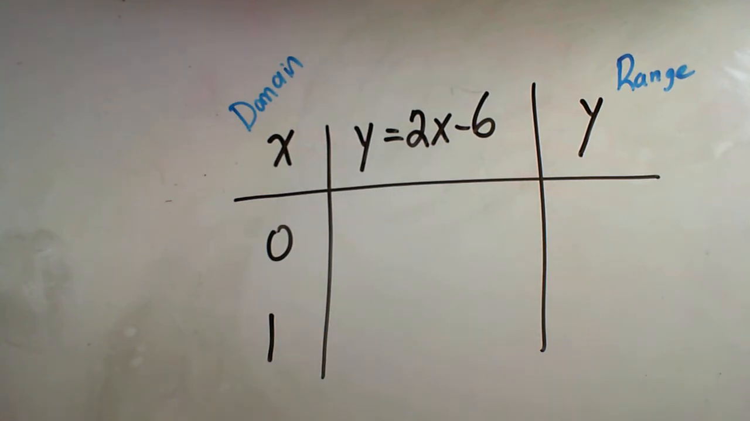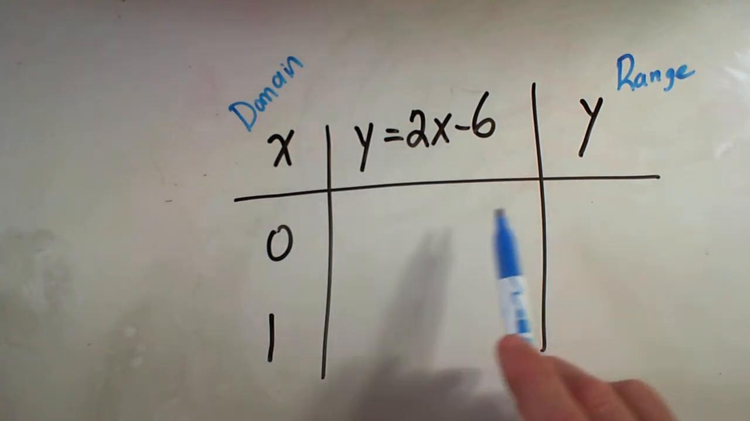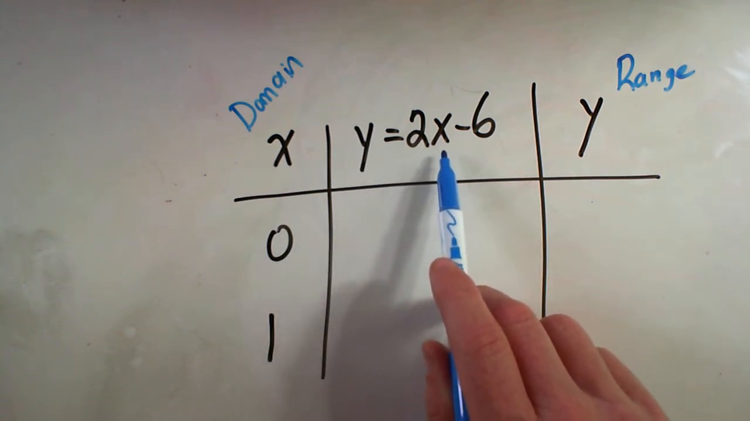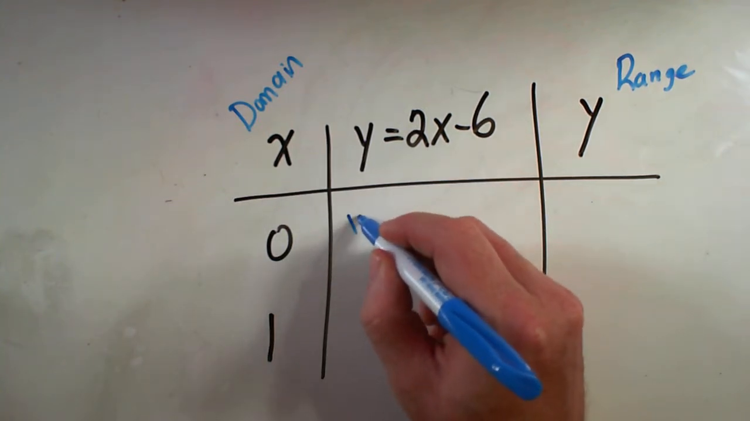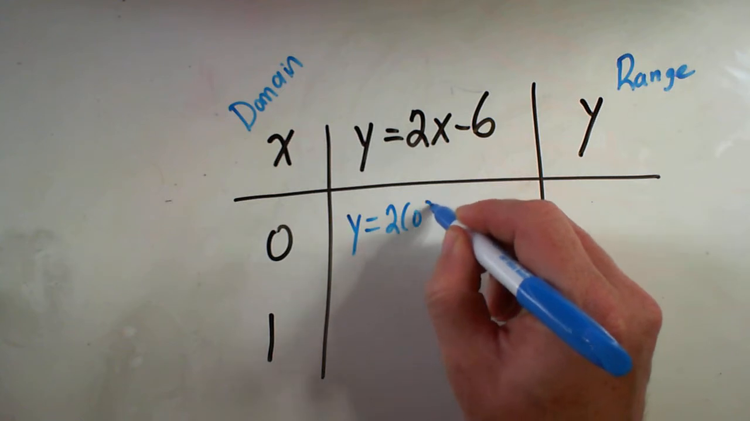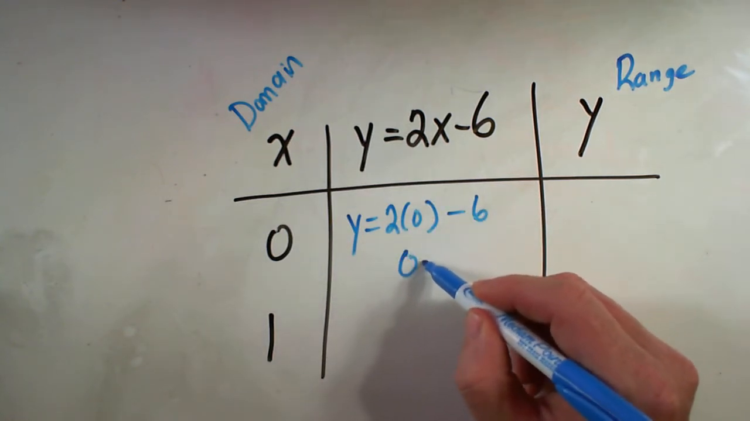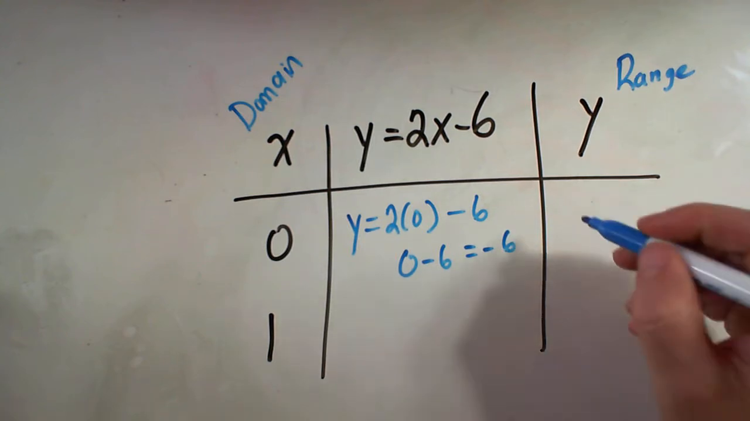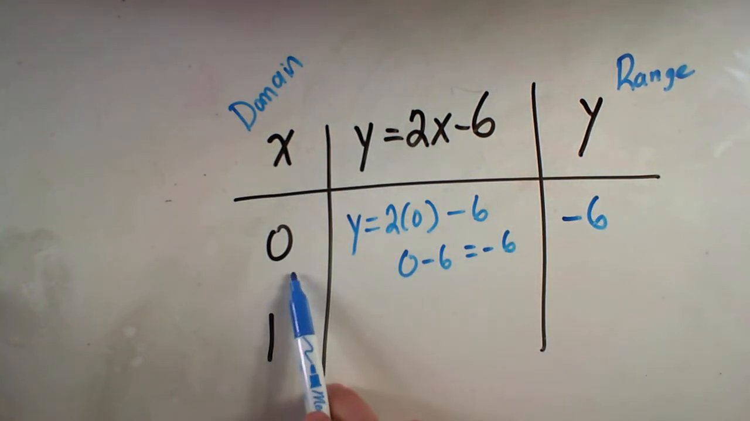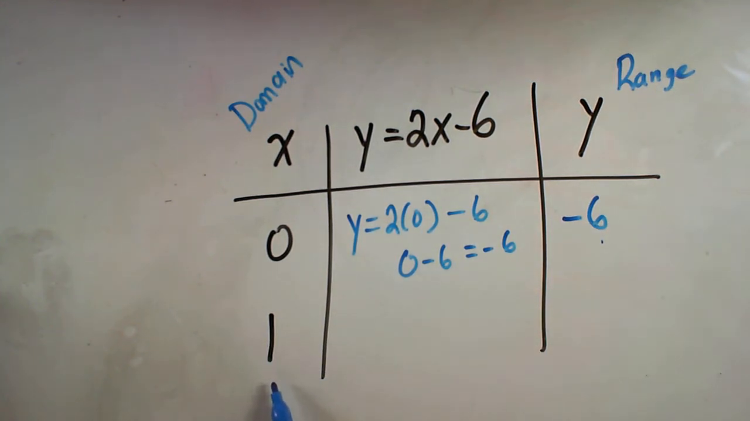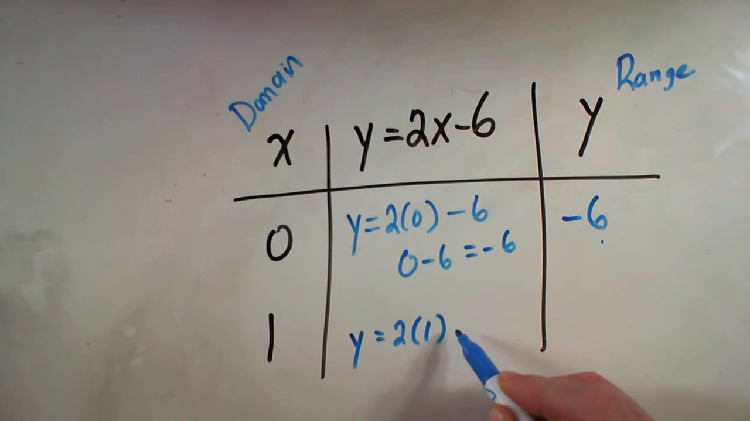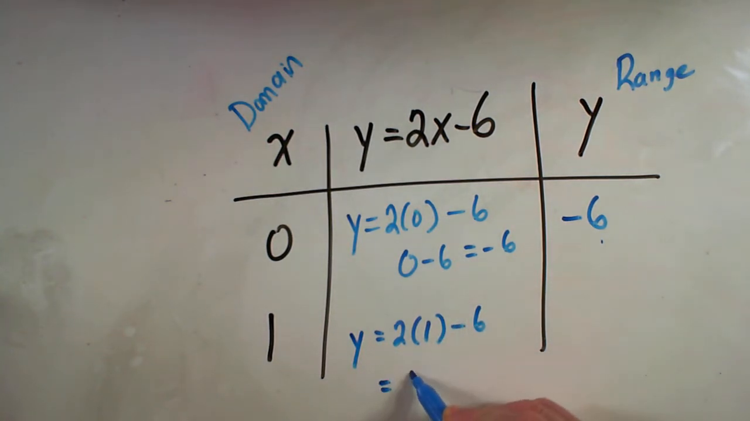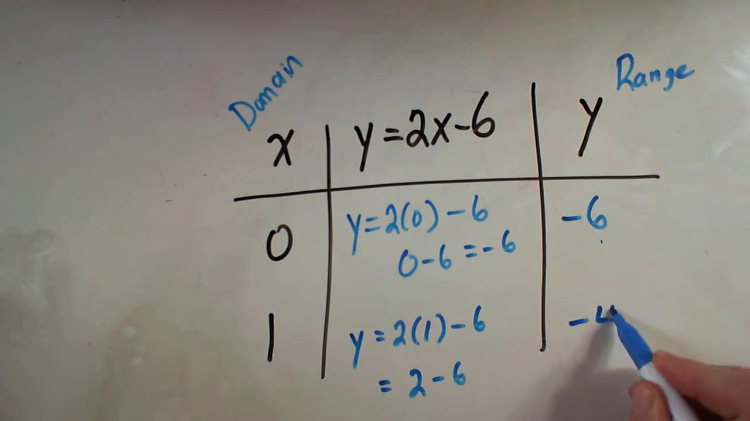In order to come up with the y value associated with x, all you have to do is replace the x with the value given. So instead of putting x, I put 0. So y equals 2 times 0 minus 6. 0 minus 6 is negative 6. And so the 0 point is associated with negative 6. I do the same thing with the 1. So y equals 2 times 1 minus 6. So that would be 2 minus 6, which is negative 4.